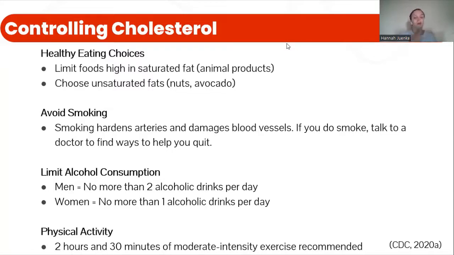Same thing, we're going to want to avoid smoking because smoking hardens our arteries and causes damage to our blood vessels. So we want to avoid smoking, limit our alcohol consumption again, and physical activity is always important. So across the board, pretty much the same set of standards and guidelines for how we're going to control our blood sugar, cholesterol, and blood pressure.